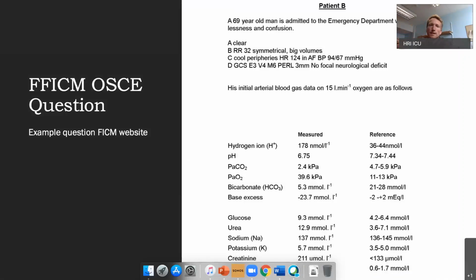So have a look through. So it sounds like it's a guy who's in his 60s. He's presented with Kussmaul respiration. And he's looking through his bloods. He's profoundly acidotic. Lactate's not so high, but his base excess is -20. So the question leads you through like this.